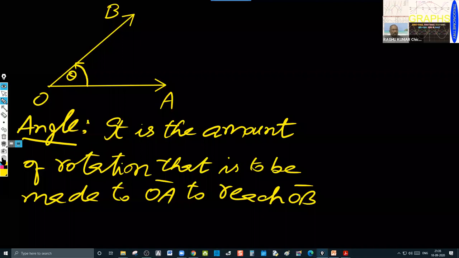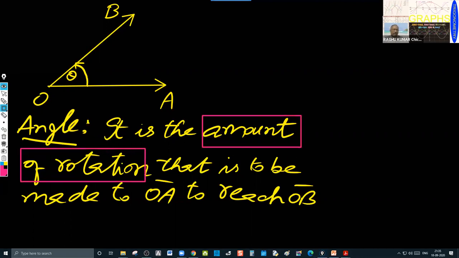So what is the point to be noted here? The amount of rotation, if I say amount, what is this amount here? Amount is used for even currency also. So what is this amount here? And how do we say that? How is it to be measured? That gives you the measurement of angles now. So first of all, for the definition of angle, you must know two terms here.